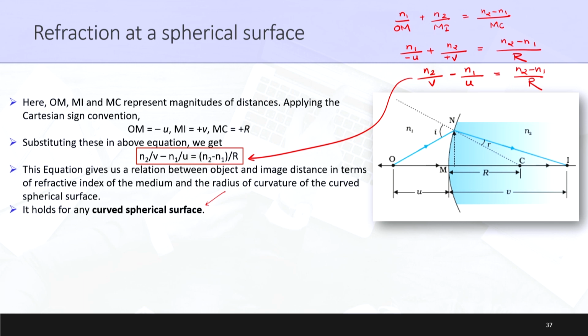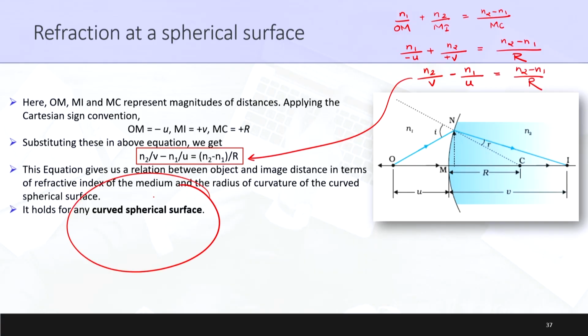So, the conclusion of this lecture is that we found the equation n2 by v minus n1 by u is equal to n2 minus n1 by R. Basic concepts of refraction are involved, and a relation has been found between u, v, and R. It is very important that it holds for any curved spherical surface. It does not depend on whether it is concave or convex; it holds for any spherical surface.